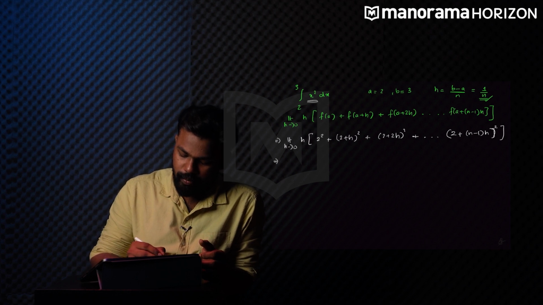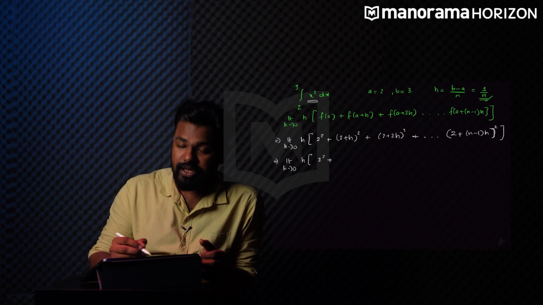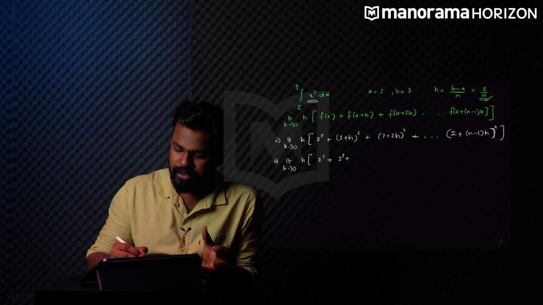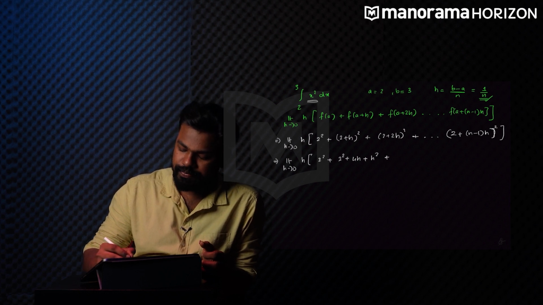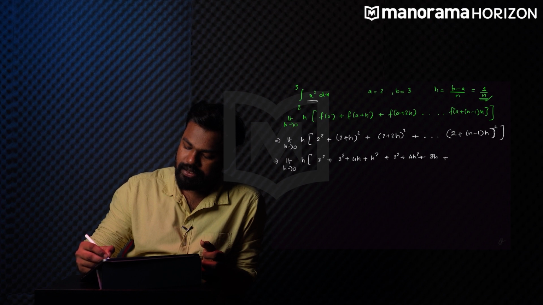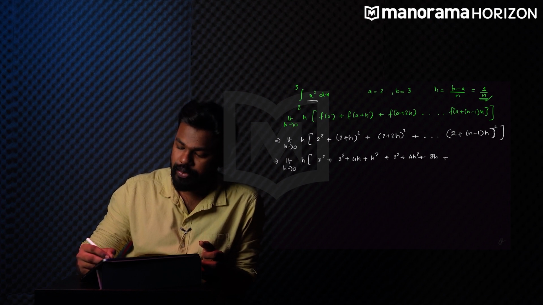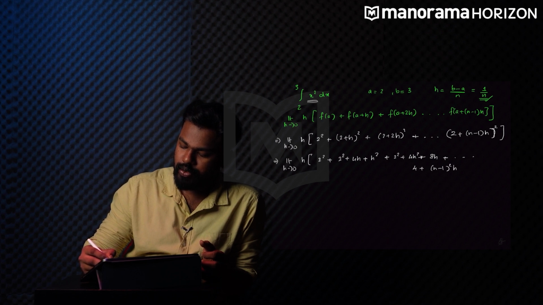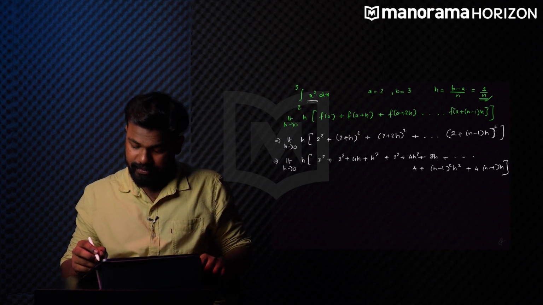Now if I just open all the brackets, I will be getting limit h tends to 0, h into 2 square plus, (2 plus h) the whole square is 2 square plus 4h plus h square. Then (2 plus 2h) the whole square is 2 square plus 4h square plus 8h. The last one, (2 plus (n minus 1) h) the whole square, you will be getting as 4 plus (n minus 1) square h square plus 4 into (n minus 1) into h. So this is what I get here.